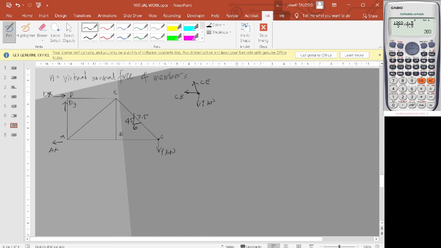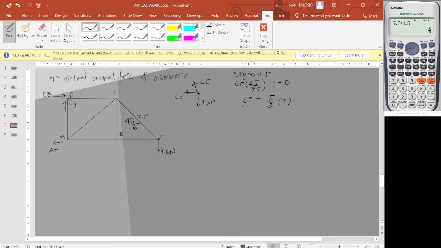Okay, summation forces along Y, positive upward, meaning you have CE here times 4.5 over 7.5, positive, minus 1 is equal to 0. So CE here is equal to 7.5 divided by 4.5. So this is 5 over 3. Okay, don't forget about that. This 5 over 3 tension.